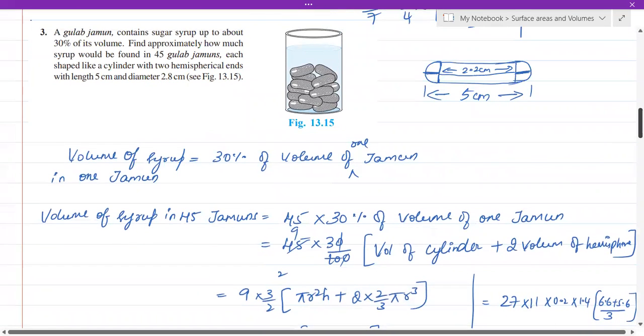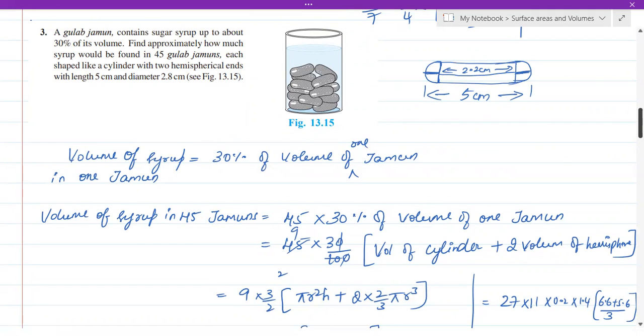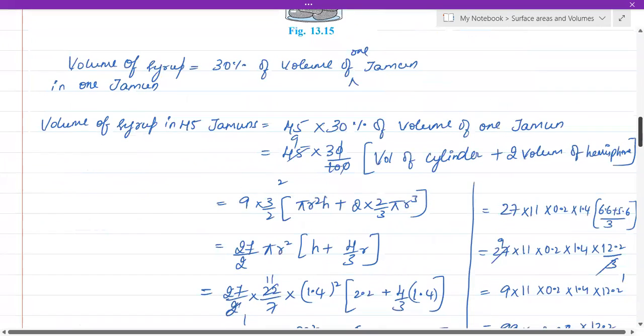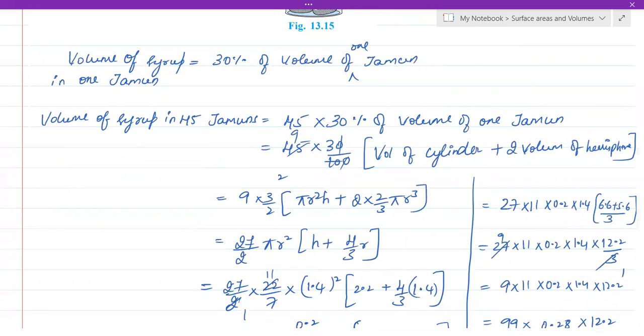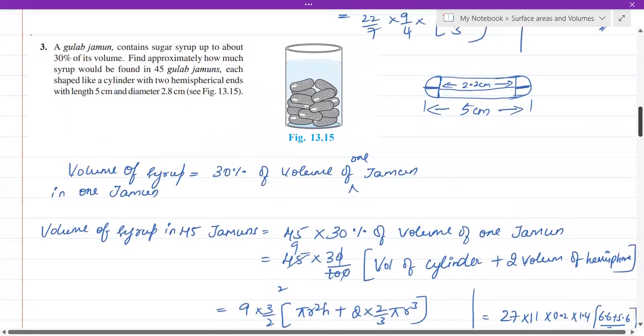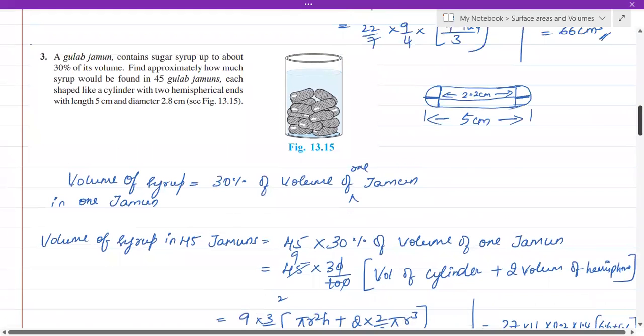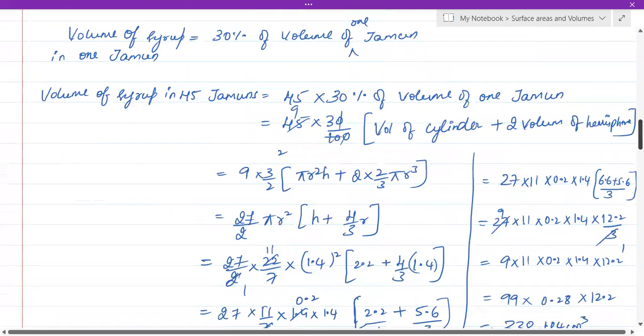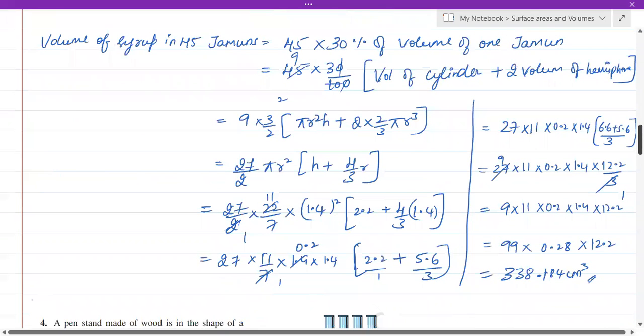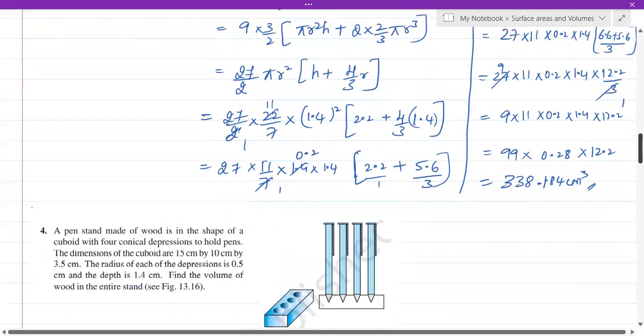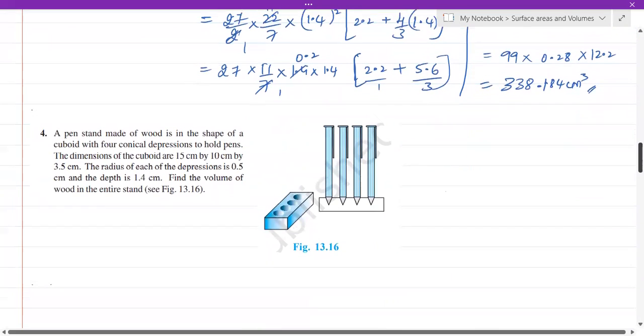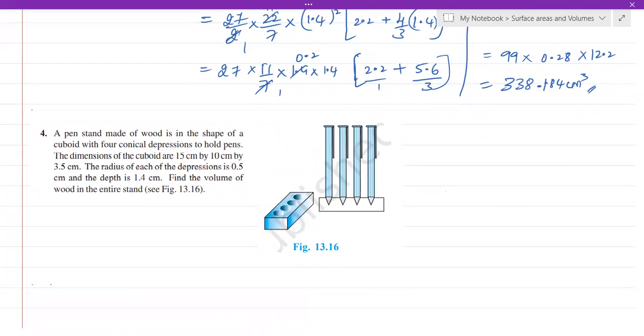So let me recall this. Volume of syrup is given as 30% of volume of 1 jamun. So in 45 jamuns, we have to just multiply by 45. And how do we calculate volume of 1 jamun? It is volume of cylinder plus 2 times volume of hemisphere, because it is made up of 2 hemispheres and 1 cylinder. And we substituted the formula. After substituting the formula, take out the common factors. Once we take out the common factors, we must substitute the values and simplify it. On simplification, we got it as 338.184 centimeter cube. So let's get into the next question.